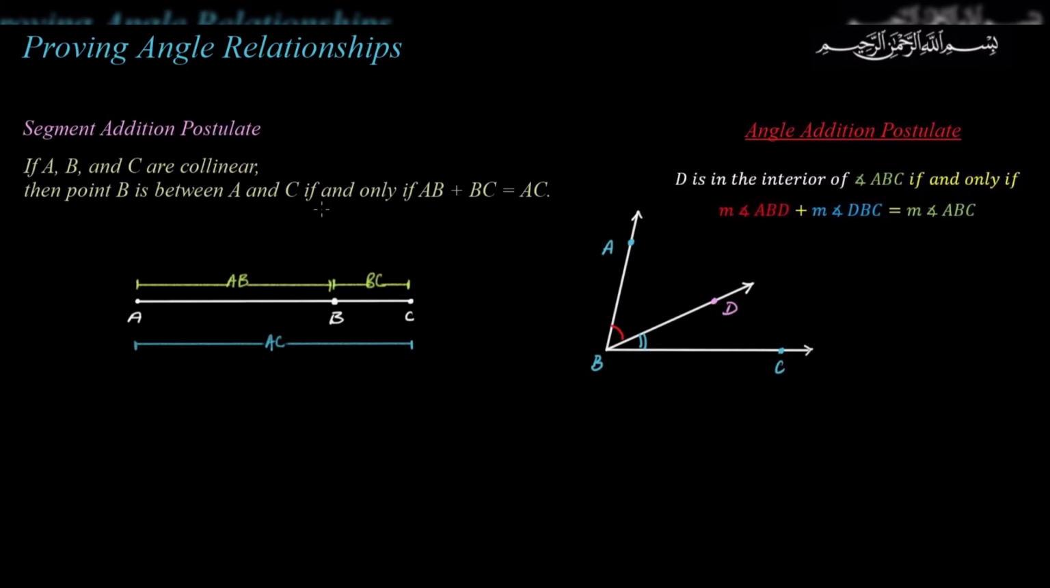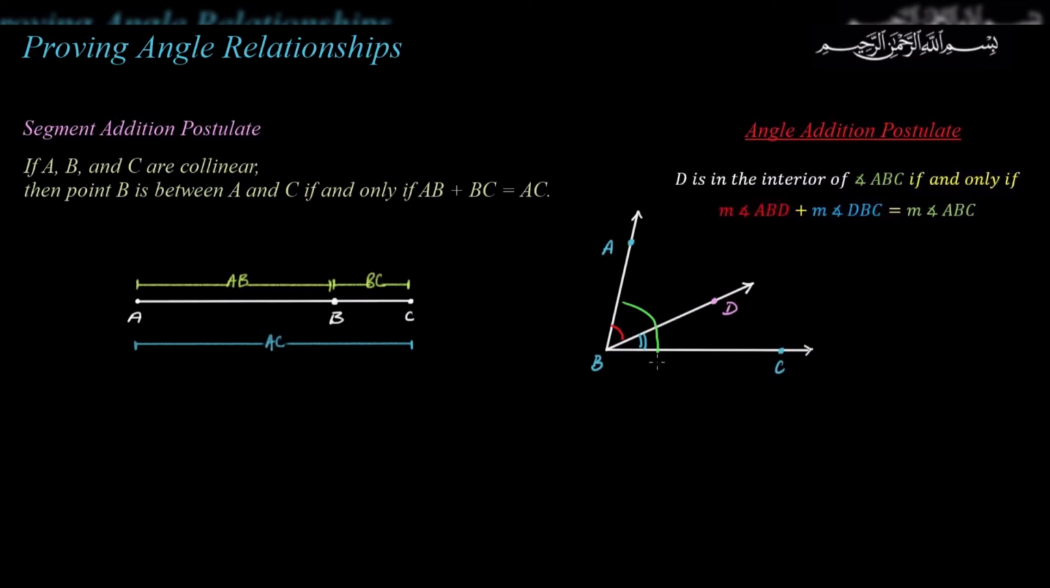So these two postulates are very similar. Again, the angle addition postulate states that a point D is in the interior of an angle, in this case angle ABC, if and only if the two baby angles created by the point D add up to give you the big angle. If and only if ABD, that's the red angle over here, plus the measure of angle DBC, the blue angle over here, give you the big angle ABC.